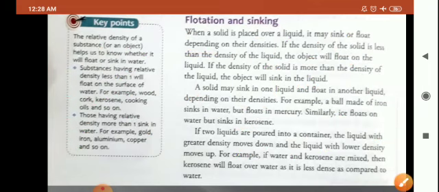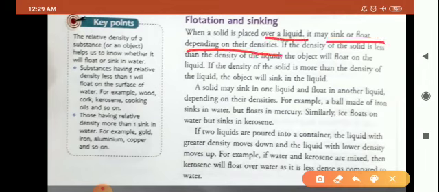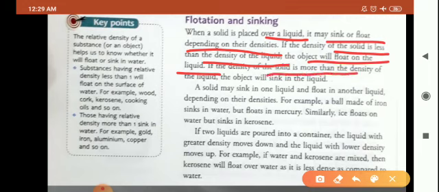Same thing is given here, children, that when a solid is placed over a liquid, it may sink or float depending on their densities. If the density of the solid is less than the density of the liquid, the object will float, as we have seen in case 1. And if the density of the solid is more than the density of the liquid, the object will sink in the liquid. Sorry children, in case 1, I have told you about sinking, that if the density of the object is more than the density of the liquid, then that object will sink in that liquid.